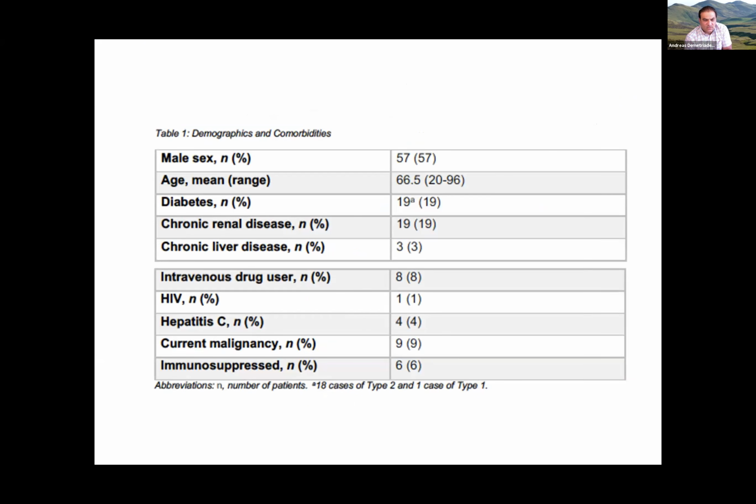And I'll share the details. Slight majority of males, average age of 66, with a very large range from 20 to 96. Only 19% were diabetic, another 19% chronic kidney disease, very small number with chronic liver disease, less than expected intravenous drug users, 8%, only 1 HIV, 4 hepatitis, and basically a few groups which are immunosuppressed, which were not the majority.